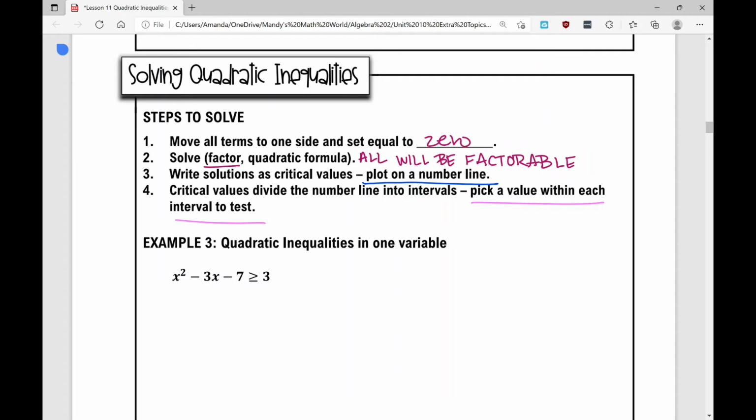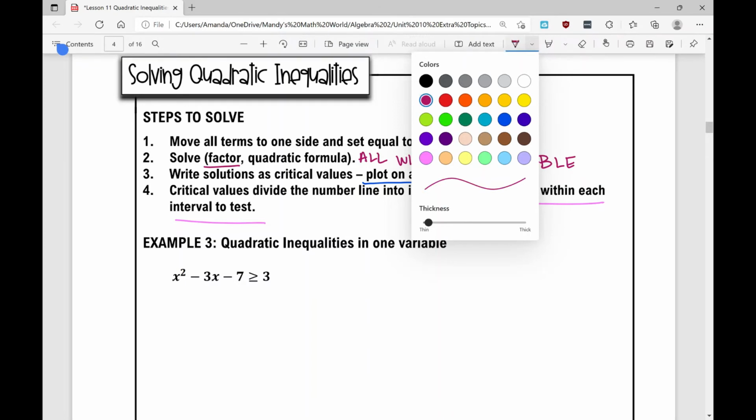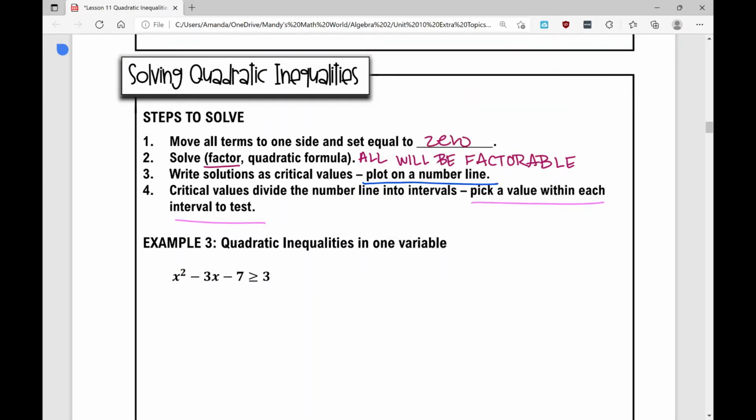Okay, so let's move on to the first example in this set, which is example number 3, quadratic inequalities in one variable. So as you can see, I do not have a y. I have x squared minus 3x minus 7 is greater than or equal to 3. So the first thing I'm going to do is move this 3 to the left side. That'll move all those terms to one side, and I'm left with x squared minus 3x minus 10 is greater than or equal to 0.